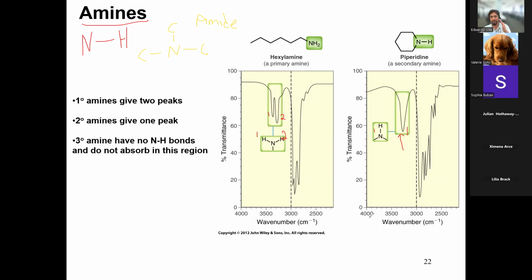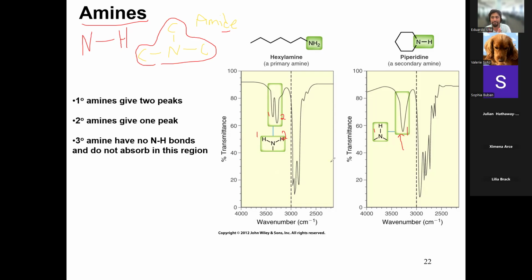So make sure you understand the difference between amine and amide. The amide has the D in the name and it has no hydrogens in the structure. It's just carbon, nitrogen, carbon, nitrogen, carbon, nitrogen. Amines have hydrogens in them. So do not call an amine an amide, and always look between 3200 and 3500 for those signals.